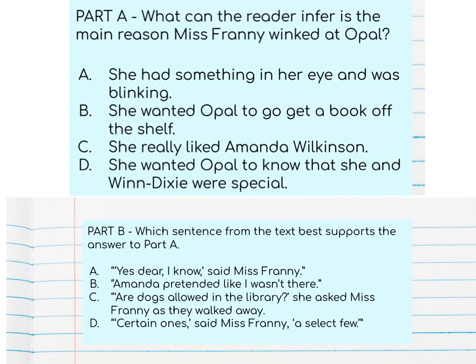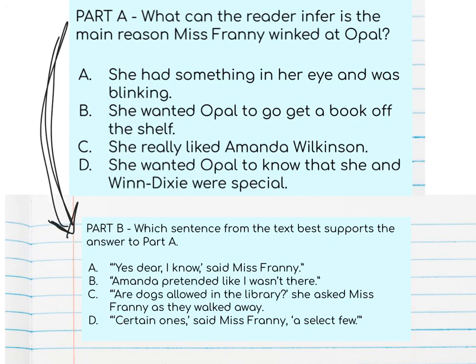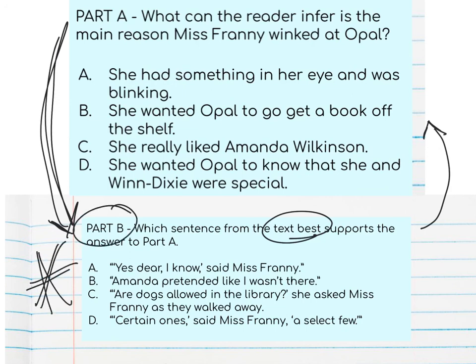and I'm going to give you some think time to go back to the text and choose the strongest part B answer. Now, remember that we are looking at both because part A and part B go together like peanut butter and jelly. They are connected. Part B is that evidence piece to back up the answer to part A. And you are focusing on answering this question, part B, with the best answer.